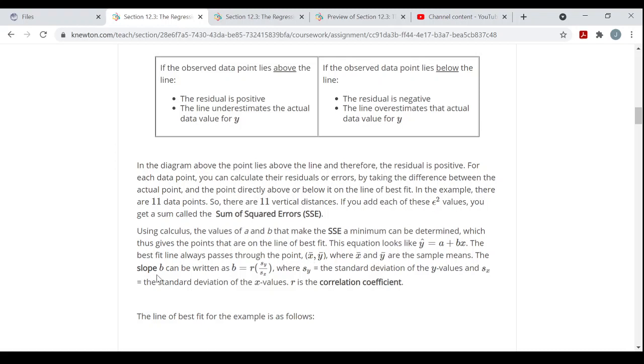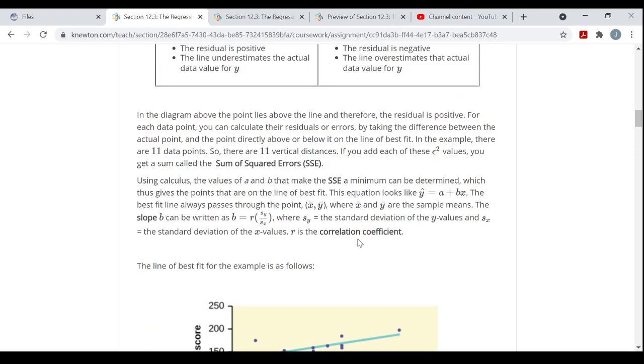The slope can be written as r times sy over sx, where sy is the standard deviation of the y values, those 11 y values up there. Sx is the standard deviation of the x values, and r is something called the correlation coefficient, which we'll get into in another objective. What is this r and what does it mean? We'll talk about the correlation coefficient much more in other videos.